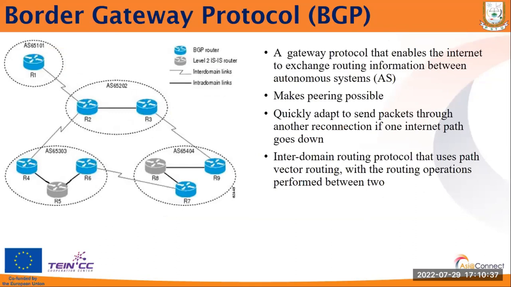Okay. In our physical diagram, we talked about the Border Gateway Protocol, right? BGP is a dynamic routing protocol, a gateway protocol that enables the internet to exchange routing information between autonomous systems. It makes peering possible. It can quickly adapt to send packets through another connection if one internet path goes down.